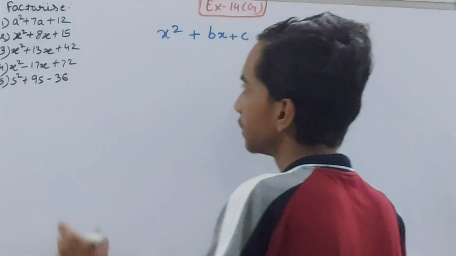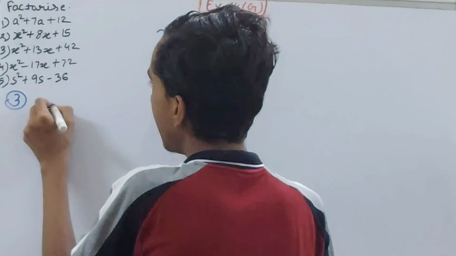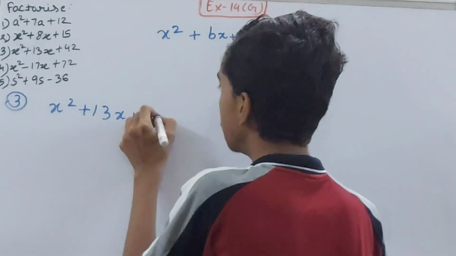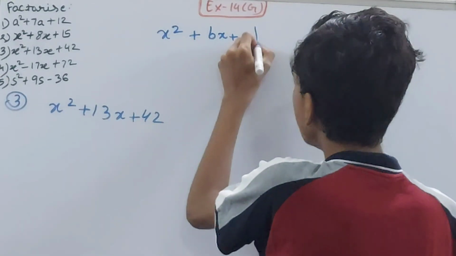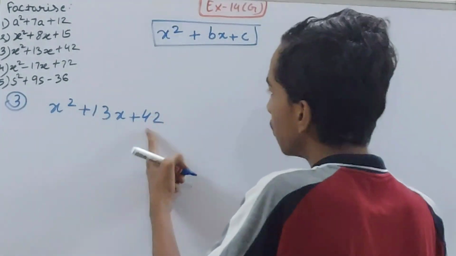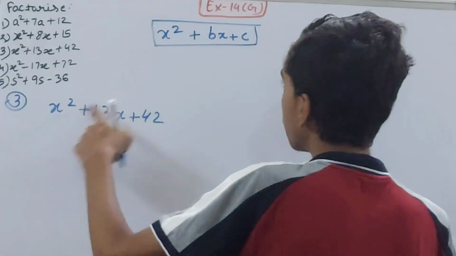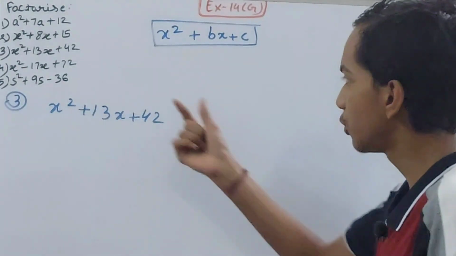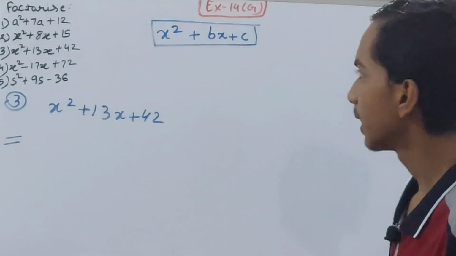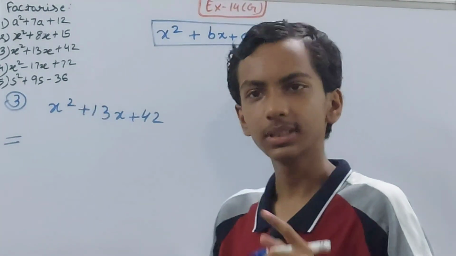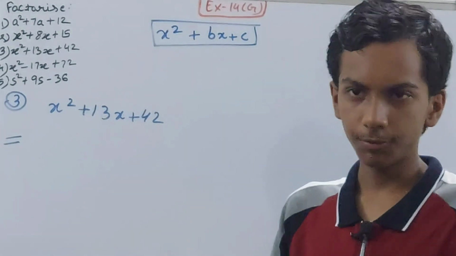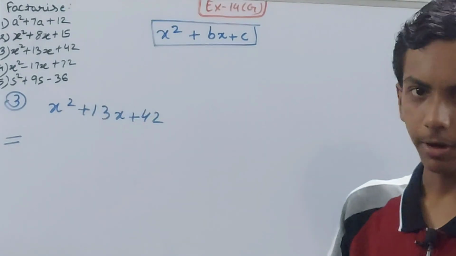Now see the third question. What have we got here? x square plus 13x plus 42. So entire of this we will be solving keeping this in mind. See here, what is b? 13. What is c? 42, right? x square and x are already there. So we have to split the middle term, which is 13x, in such a way that the sum will be 13 and the product of the middle terms will be 42.